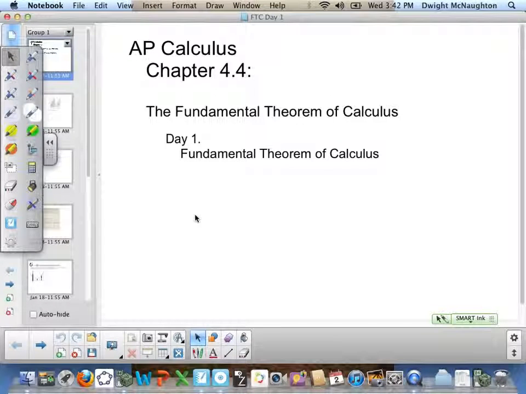Chapter 4.4, the Fundamental Theorem of Calculus. Day 1, the Fundamental Theorem of Calculus.